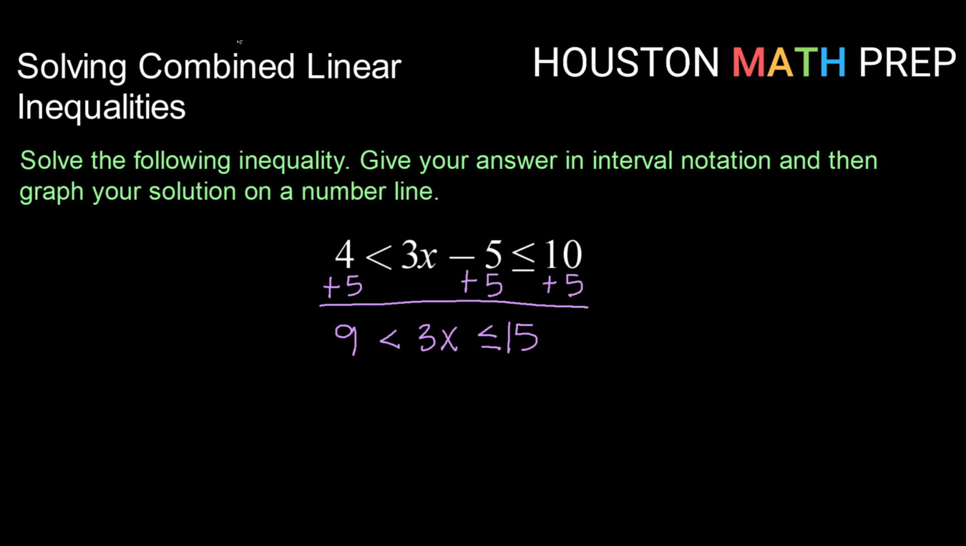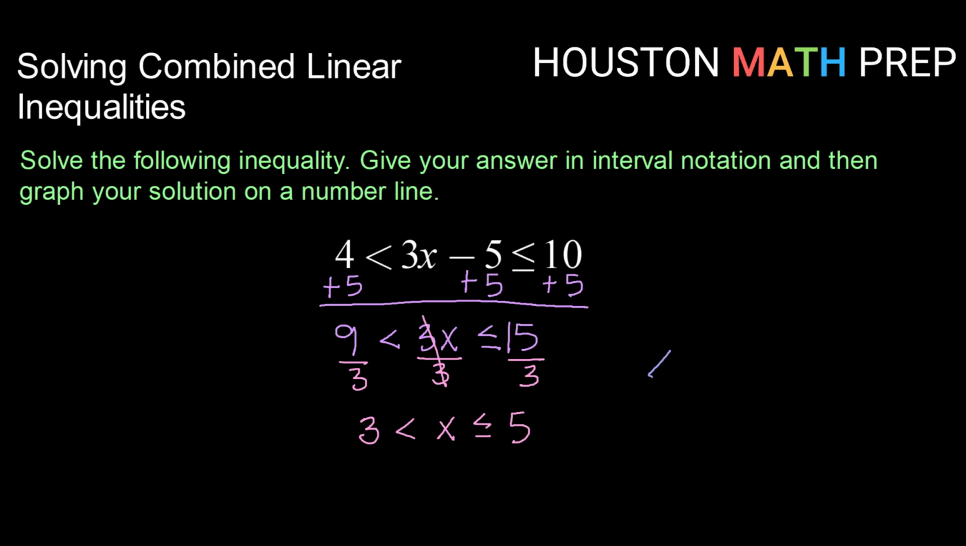Now, my next step in isolating the x in the middle is to divide all pieces by 3. So I'm dividing all 3 expressions by 3 to isolate the x in the center. 9 divided by 3 is 3, and 15 divided by 3 is 5. So now our combined inequality is solved, and we get that x is between 3 and 5.